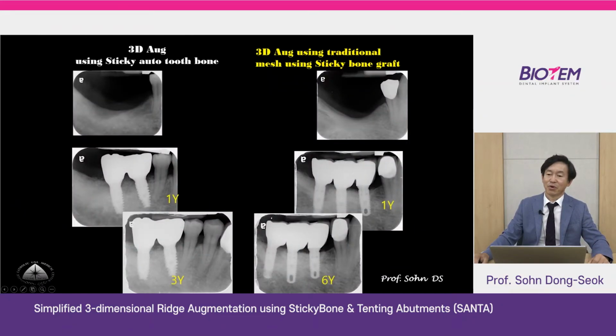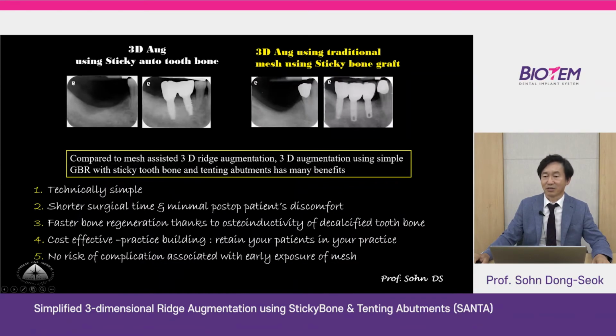This is the before. This is 3-year function. This is the before. This is 6-year function. Both cases show you the same result, a very predictable result. So you don't need to use a complicated technique using titanium mesh. It's enough to use a simple StickyBone technique when you do the 3-dimensional ridge augmentation, as shown in this comparison.